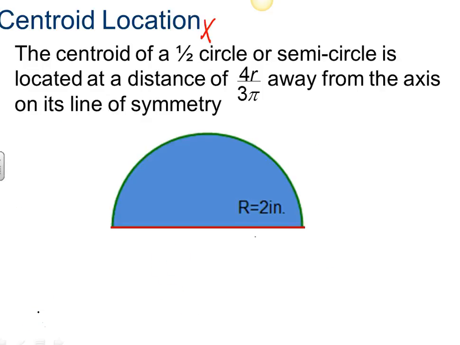The centroid location on a half circle is going to be located at a distance of 4r over 3 pi away from the axis and line of symmetry. So here we've got a 2-inch radius. The radius is actually going to be here, from this point to this point. So this would be 4 inches all the way across, and this would be 2 inches from here to here.